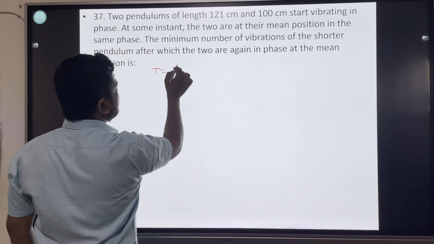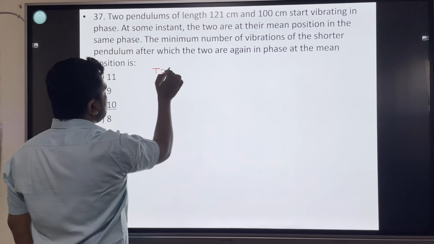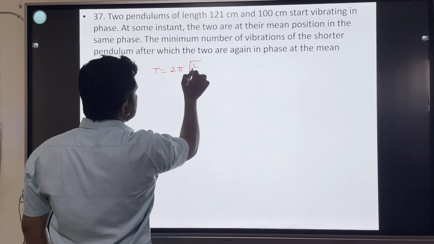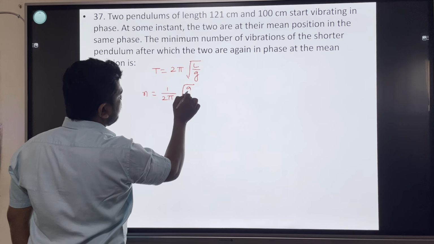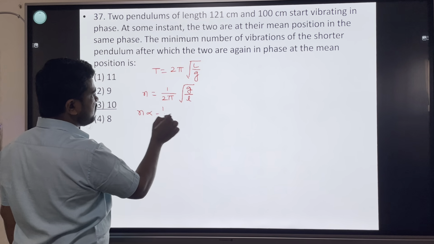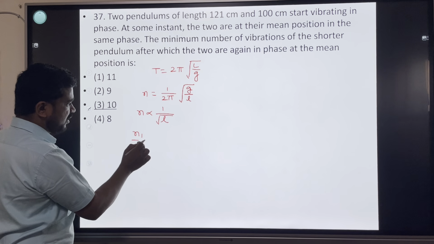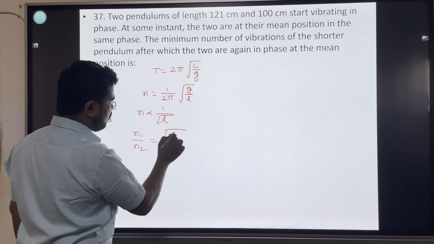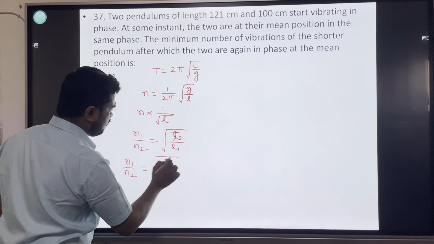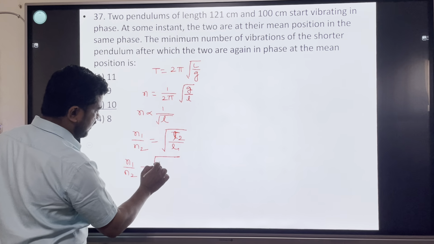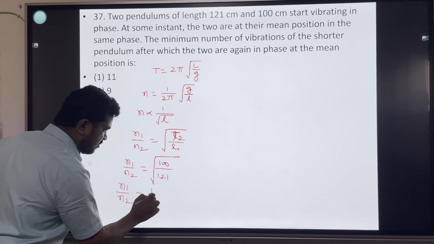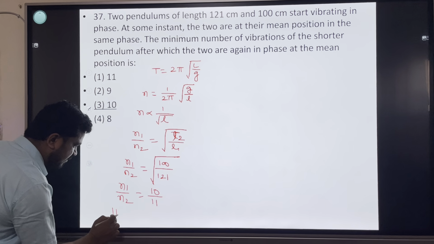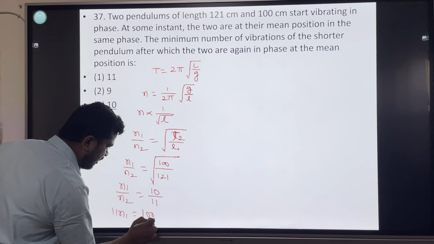The time period formula of a simple pendulum: T equal to 2 pi square root of L divided by g. Frequency N equal to 1 upon 2 pi square root of g divided by L. Frequency is inversely proportional to square root of length. N1 divided by N2 is equal to square root of L2 divided by L1, that is square root of 100 divided by 121, which is 10 divided by 11. Cross multiplication: 11 N1 is equal to 10 N2.